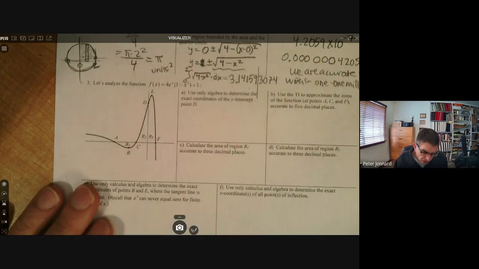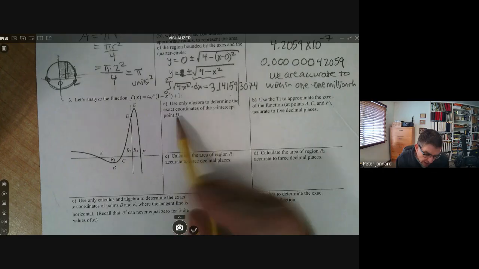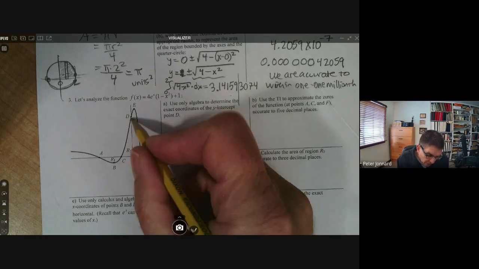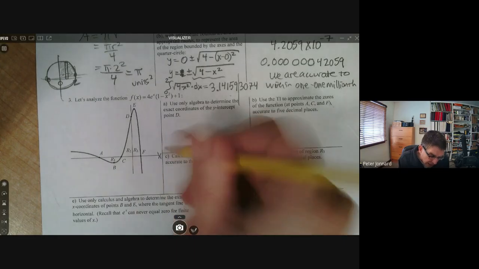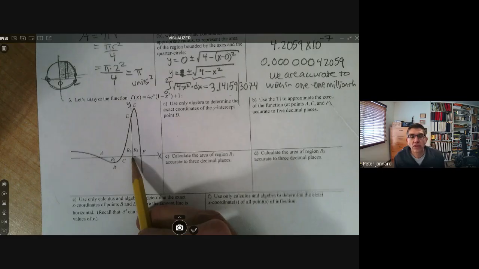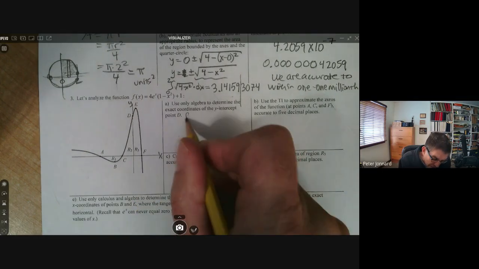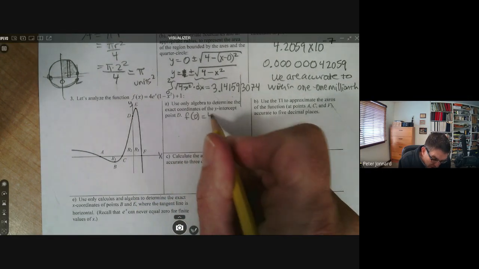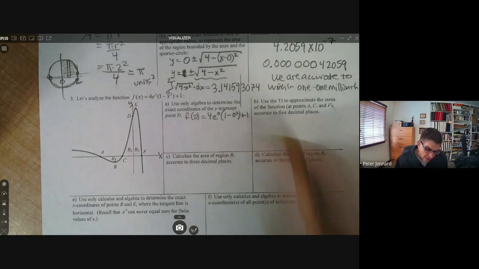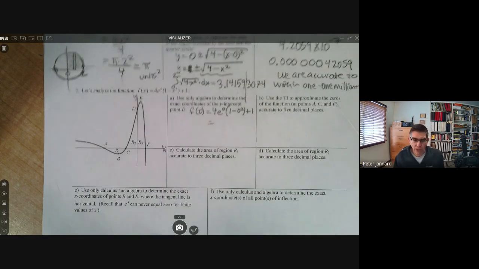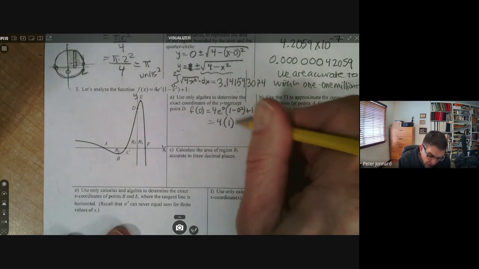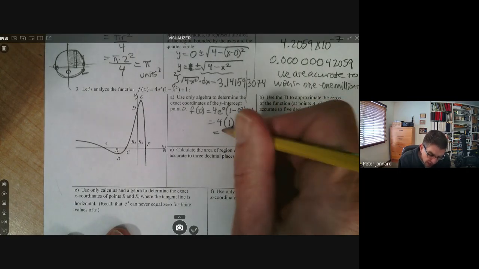Good. Okay. So first it says use only algebra to determine the exact coordinates of the y-intercept point D here. Well, the coordinates of that point, if it's the y-intercept, if this is x and y, and it's telling us that that's it there, we would be substituting in an x of 0. So that would be f of 0, which would be 4e to the 0 times 1 minus 0 squared plus 1. Okay, and e to the 0 is not 0, it's 1. So that would be 4 times 1 times 1 plus 1, which is equal to 5.